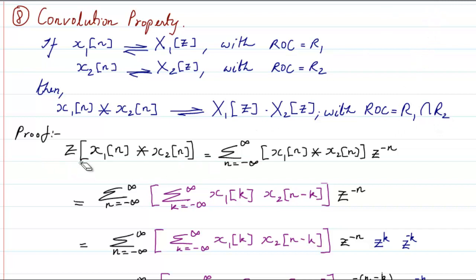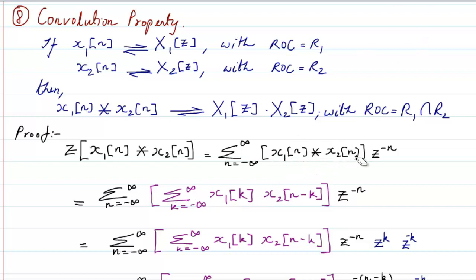Now let us look at the proof. When we want to take the z transform of any function, we write that function multiplied by z raised to power minus n, with summation n going from minus infinity to infinity. Now I am going to substitute the equation of convolution that we have already studied. I have used a different color.